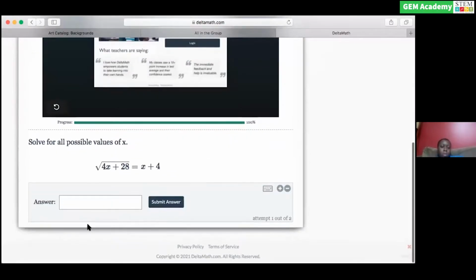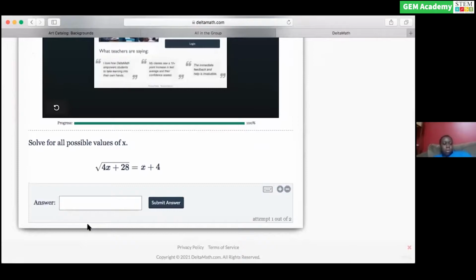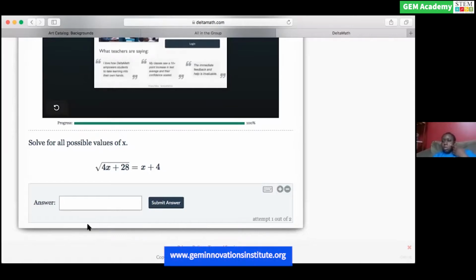All right, let's do the problem. First we have to write this out as the square root of 4x plus 24 is equal to x plus 4. I'm going to do this on another sheet of paper because I'm not going to have enough space here.